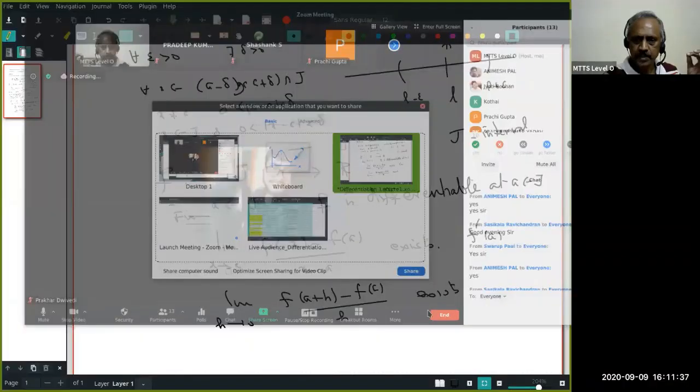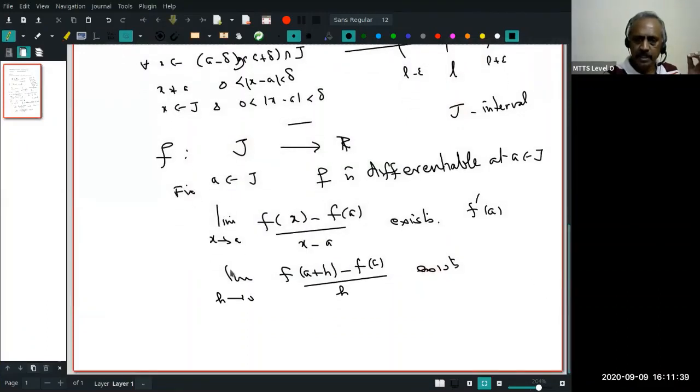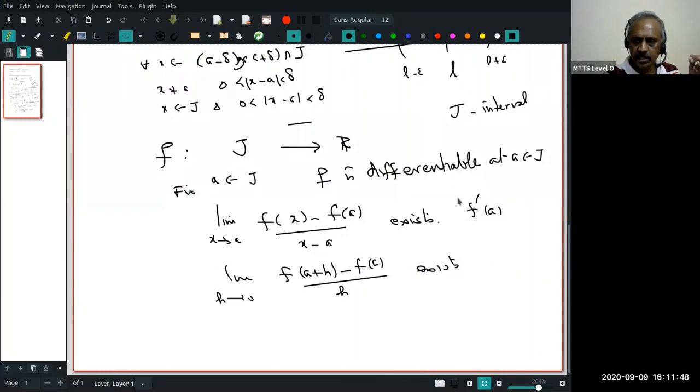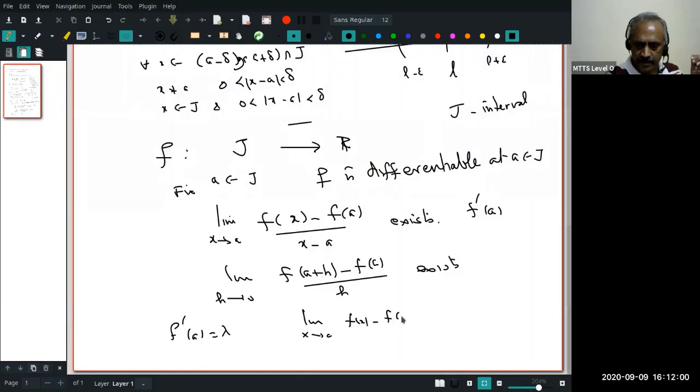Now we want to reformulate it a little more carefully. So what does it mean to say limit x tends to a of F(x) minus F(a) by x minus a exists? Let us go back to the definition. And if it exists, it is called f dash a. So let us call f dash a to be equal to lambda. That means limit x tends to a of F(x) minus F(a) by x minus a equal to lambda.